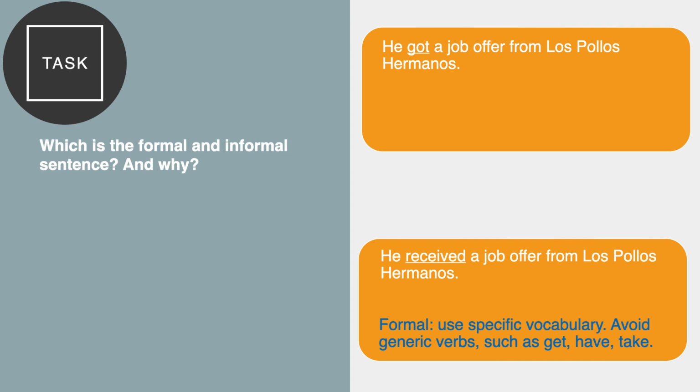And the formal sentence is the second. This is due to the fact that you should use specific vocabulary. Avoid generic verbs such as get, have, and take. These all have multiple meanings, so use their specific meaning. So get, for example, can mean receive or understand. In this case, we use received.